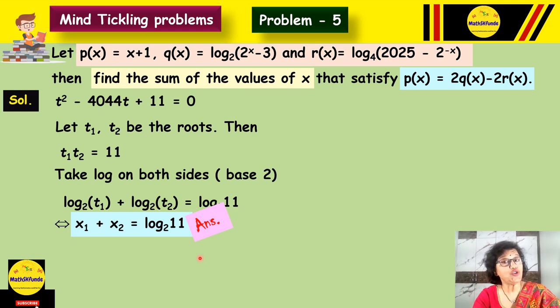Now, hope you have enjoyed this because there were so many quantities like exponential quantities, logs, etc. Properties of log also we revised.